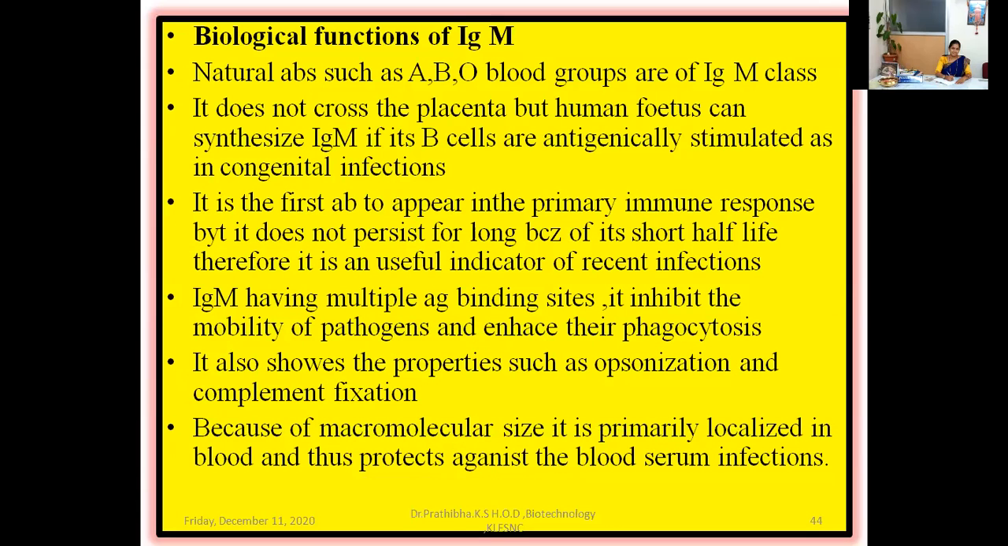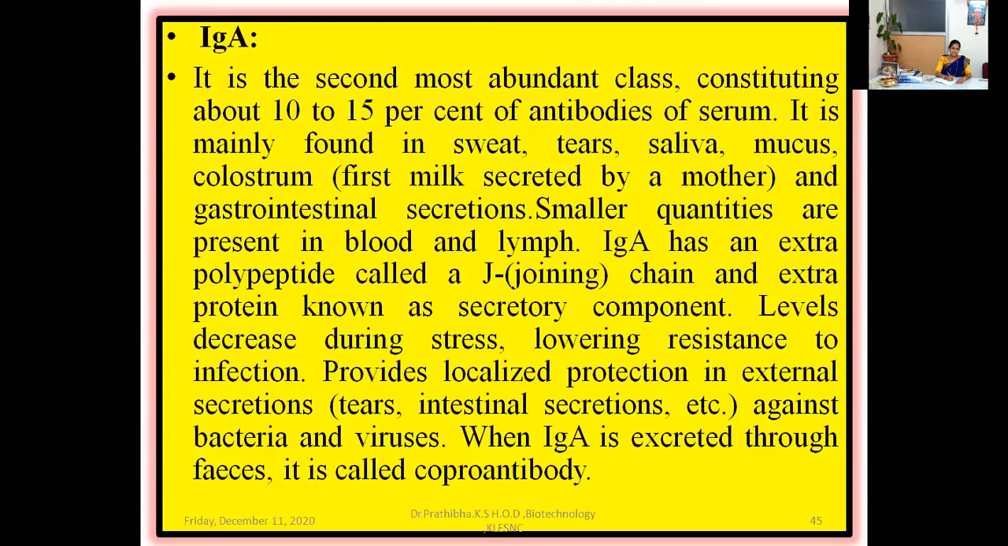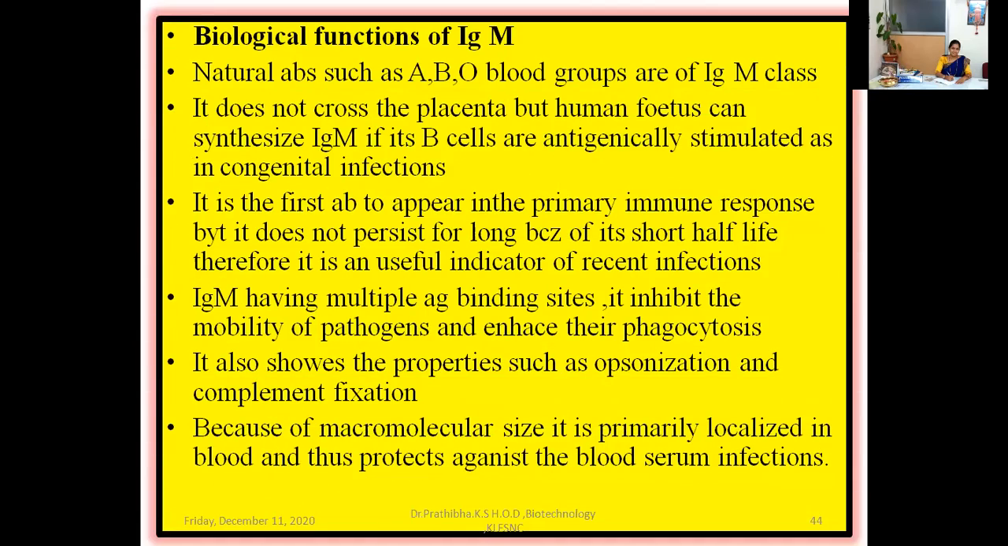Now let us go through the biological functions of IgM. IgM are the natural antibodies residing in the A blood group, B blood group, and O blood groups, and are of the IgM class. It does not cross the placenta, but the human fetus can synthesize IgM if its B cells are antigenically stimulated, as in congenital infection. Congenital, that is, by birth.